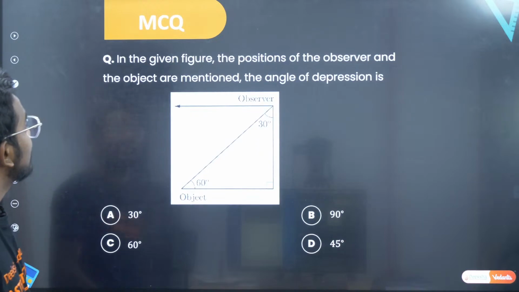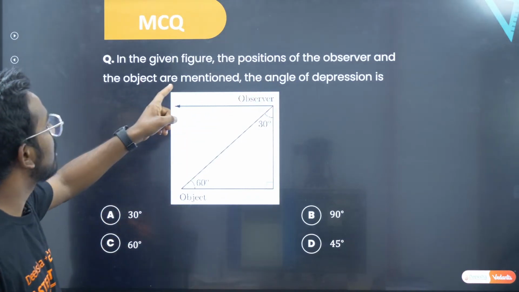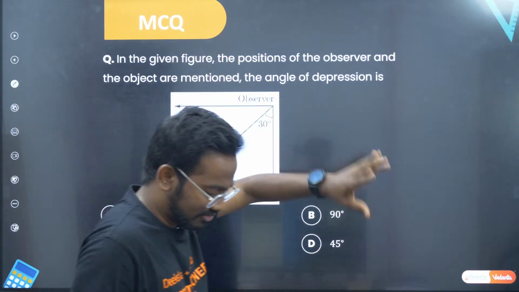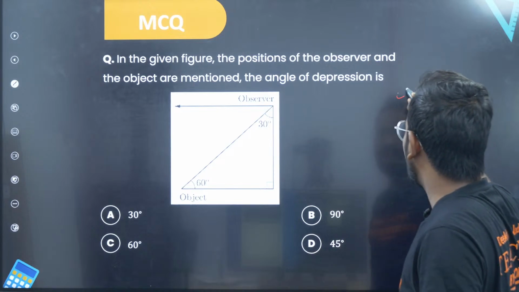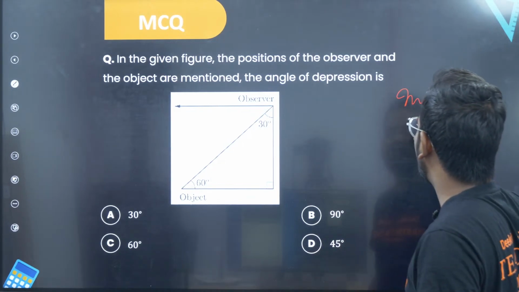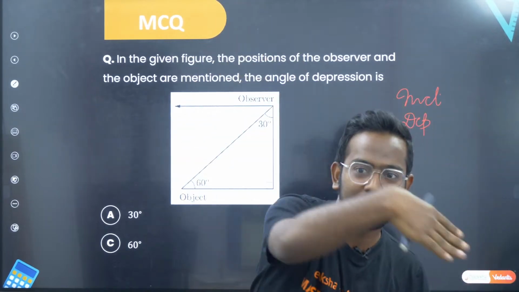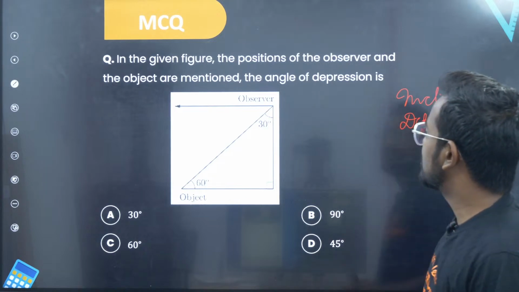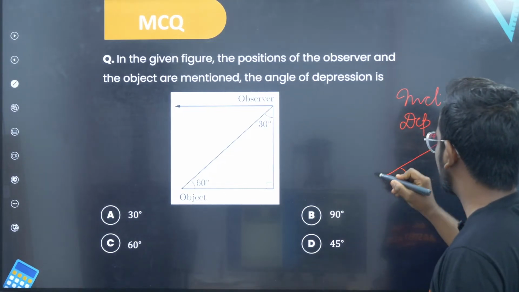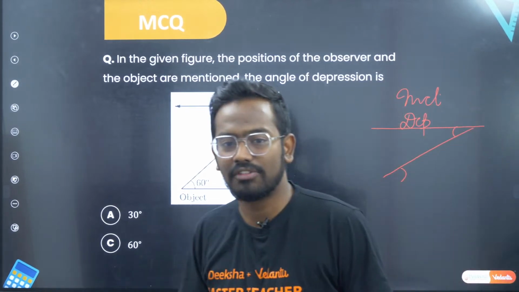The next question says, in the given figure, the positions of the observer and the object are mentioned. The angle of depression. Okay, so there are two angles basically. One angle is called angle of inclination. The other angle is called angle of depression. So inclination means looking to the top. Depression means looking down. Please remember this. Inclination means something like this. Depression means something like this. You will see down. So that is angle of depression, right?